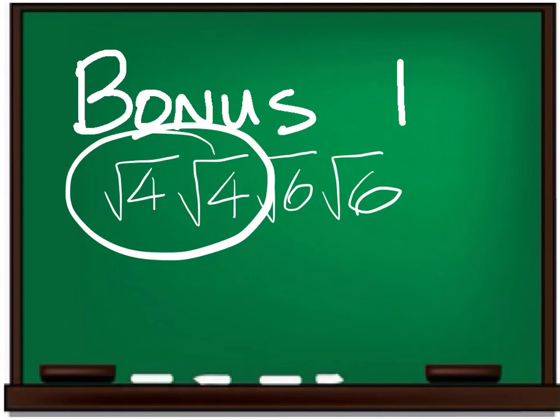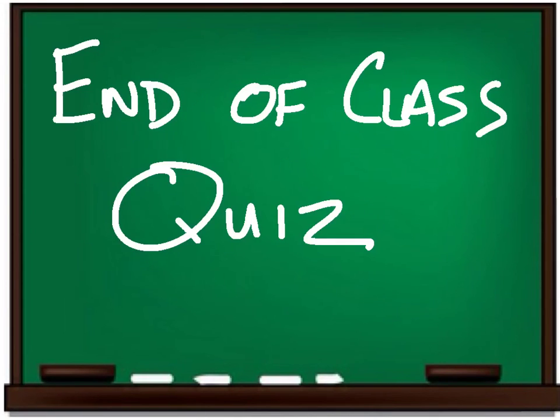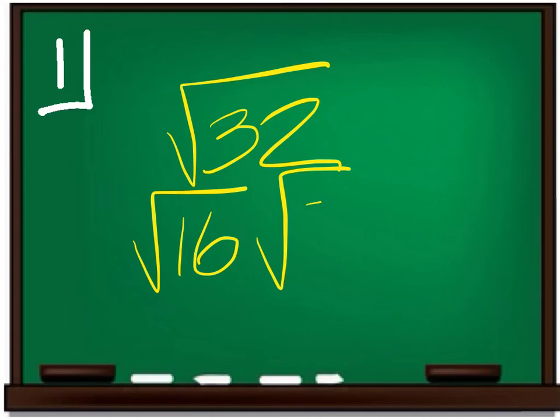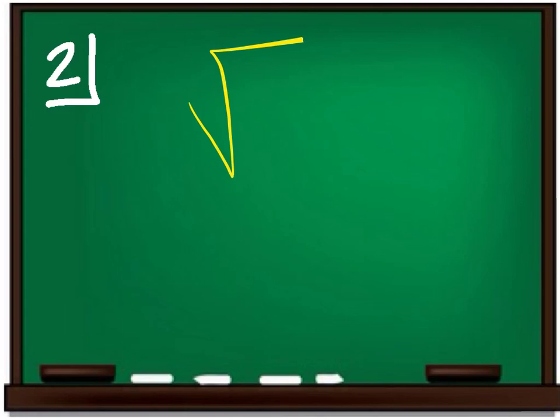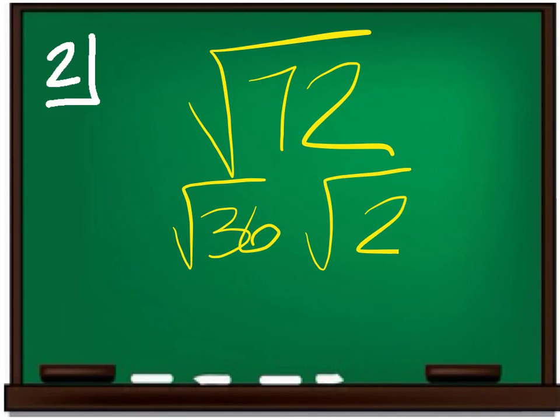On this one, when you multiply these two together, it's just 4. Multiply these two together, it's 6. So the answer is 24. (32). The square root of 32 breaks up as the square root of 16 times square root of 2, which is 4 square root of 2. It breaks up as the square root of 36 times square root of 2, so it's 6 square root of 2.